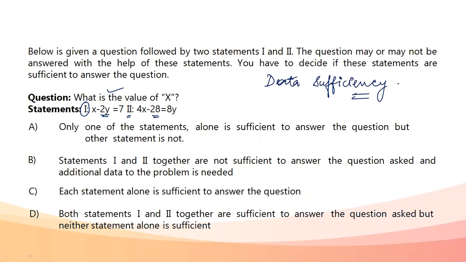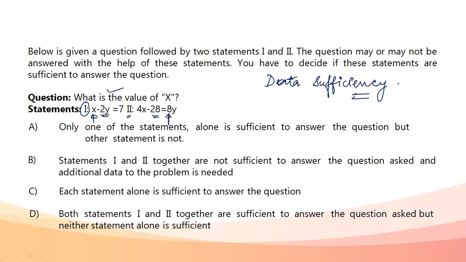Option B means statements 1 and 2 together are not sufficient to answer the question and additional data is needed. That means even if I combine both the statements, I'm not getting to any answer and I need something extra to solve the question. Option C says each statement alone is sufficient to answer the question. That means the statements are so arranged that whatever information is given in these two statements individually, I can use those two statements and answer the question. So if I'm using just the first statement, I'm getting the answer. If I'm using just the second statement, I'm getting the answer. In that case, my answer is going to be C.